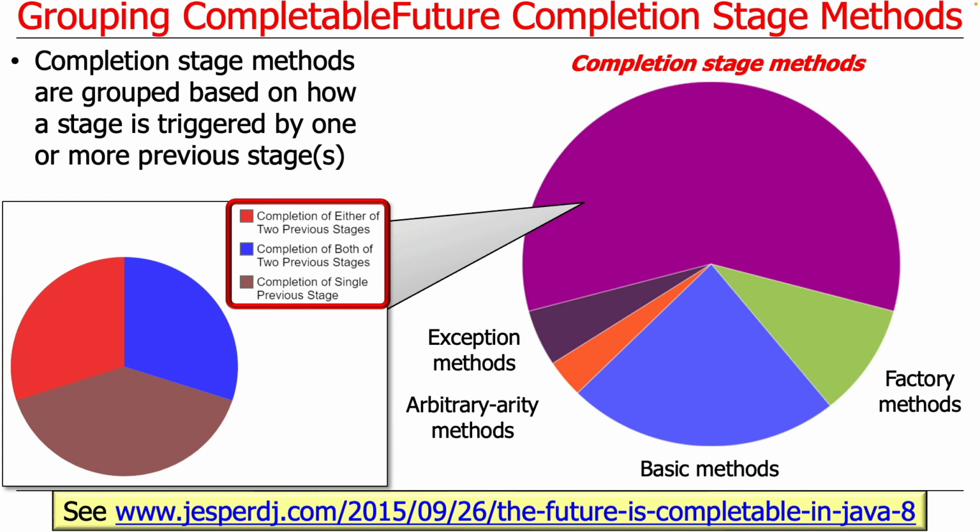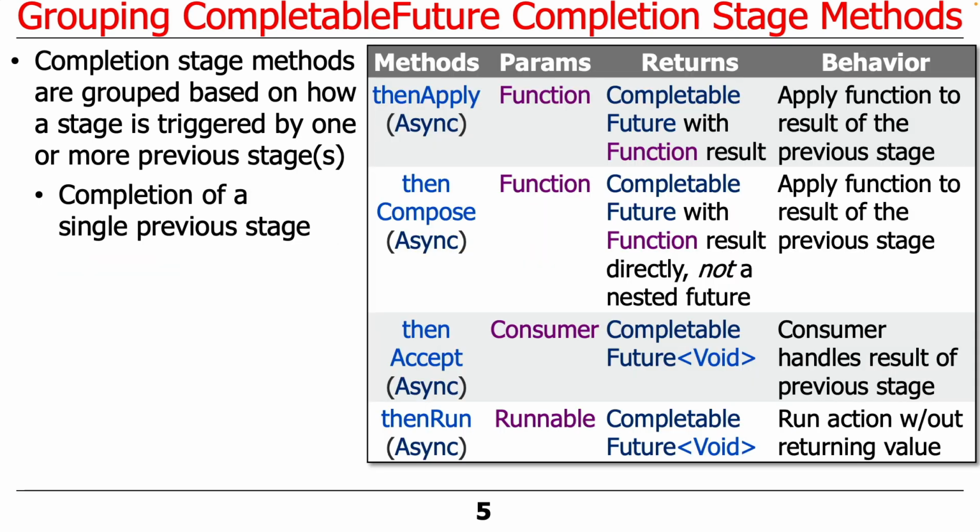Some of these methods will complete when a single previous stage completes. I think the bulk of them probably do that. That's the brown color here in this sub pie chart. Some will complete when two previous stages complete. That's the blue part. And then yet other ones will complete when either of two previous stages complete. And that's the red part there. So we've got three subcategories within this overall category.